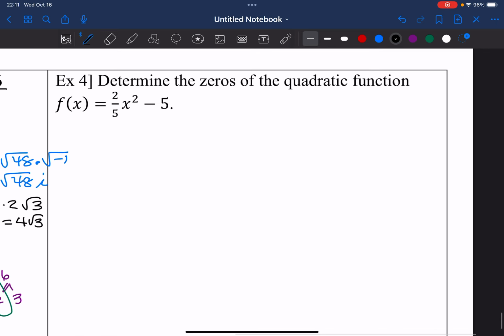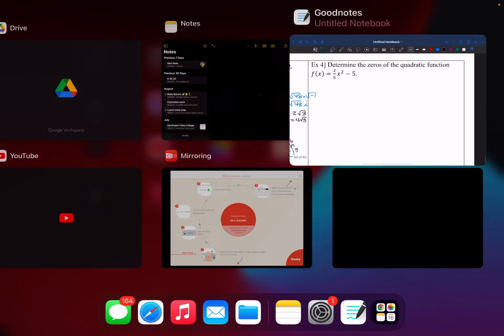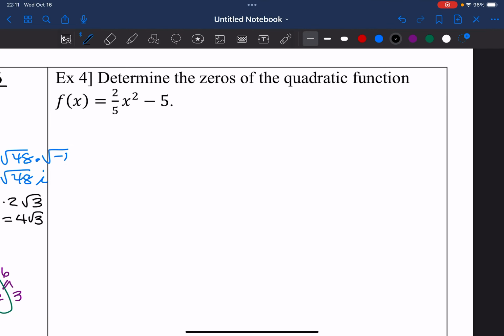Okay, number 4 says determine the zeros of the quadratic function. So remember, first we have to get the x squared value by itself. So I'm going to add 5 to the other side.